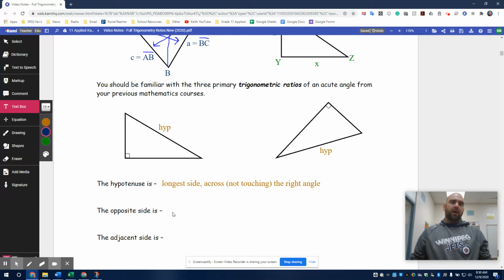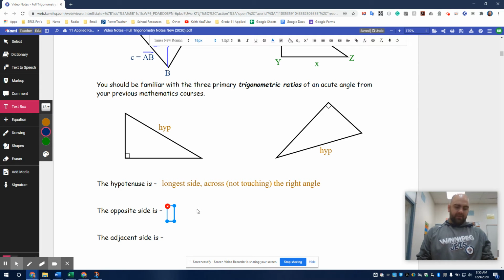Now, the other 2 sides that we have, one is the opposite, and this is the opposite side of the desired angle.